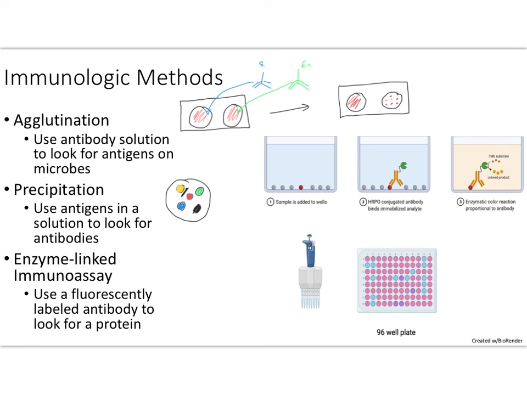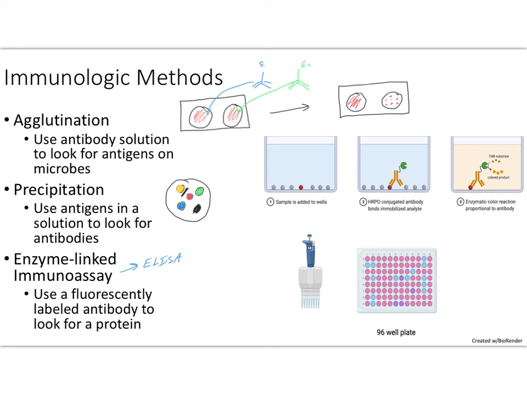And then our last common one that you probably didn't go over in lab too much, but is still very, very common in laboratory situations, is what we call enzyme-linked immunoassay, or ELISA. With an ELISA test, what we do is we create a couple of different things. One, we're going to create a fluorescently labeled antibody. Again, pretty easy to do, not a difficult technique.